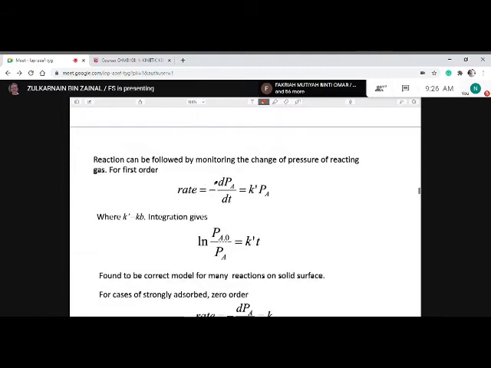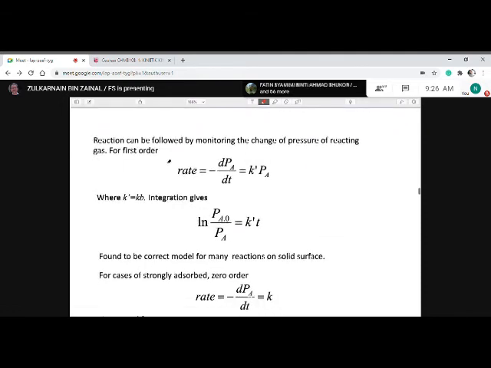So a reaction can be followed by monitoring the change in pressure of the reacting gas. So rate is then dPA/dt, where PA is the pressure of the reacting gas. So dPA/dt is K prime PA at low pressure, where K prime is KB, and the integration will give this equation.